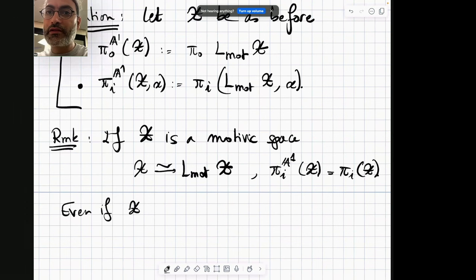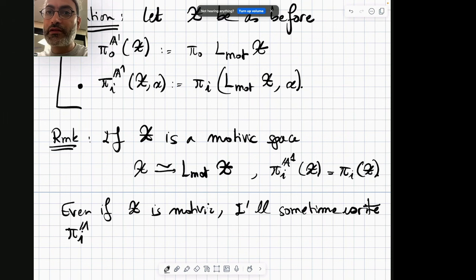But even if X is motivic, I'll sometimes use the notation pi i A1. Okay, any question before I move on? No questions.